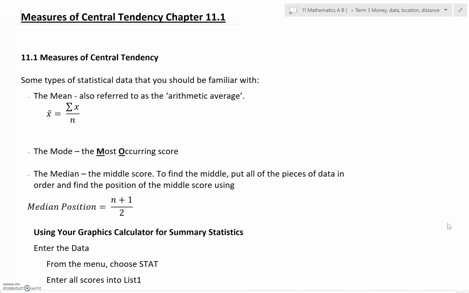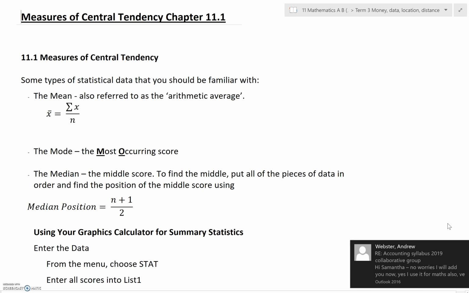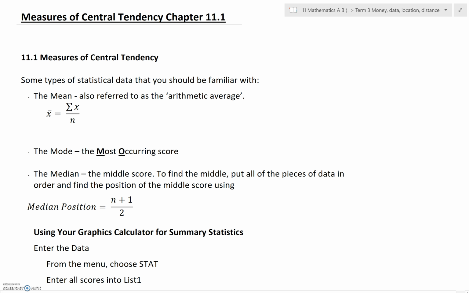Hi everyone, so we're about to start our next unit of content and it's all about data. A lot of it is stuff you've already seen before, but you may not quite remember. Okay, so the first topic we're going to talk about is measures of central tendency.